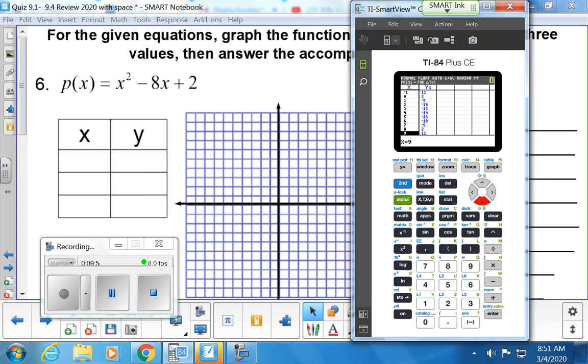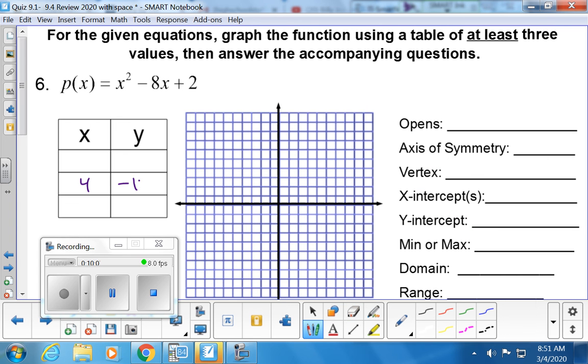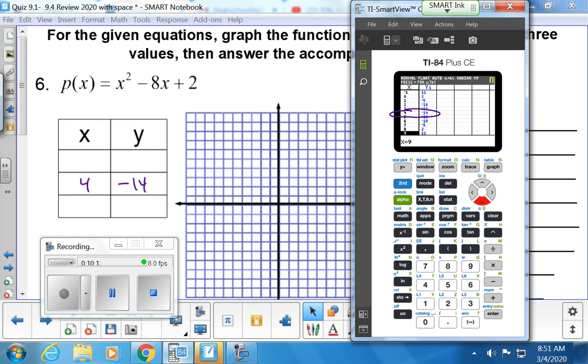11, 11, 2, 2, negative 5, negative 5, negative 10, negative 10, negative 13, negative 13. Bam, found it. 4, negative 14 is the absolute center of that symmetry that was developing. 4, negative 14. Now it's really up to you what coordinates you put on your table.